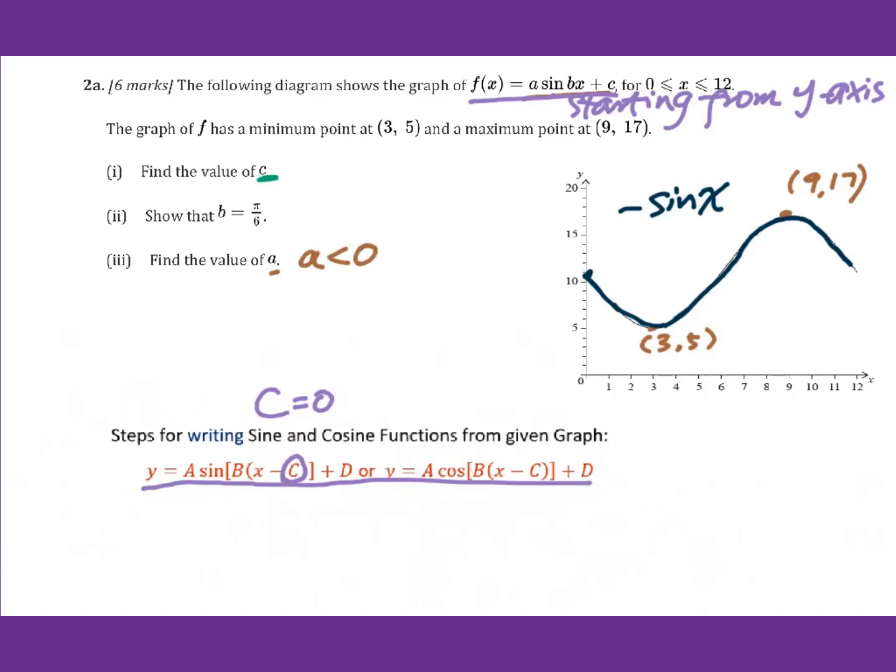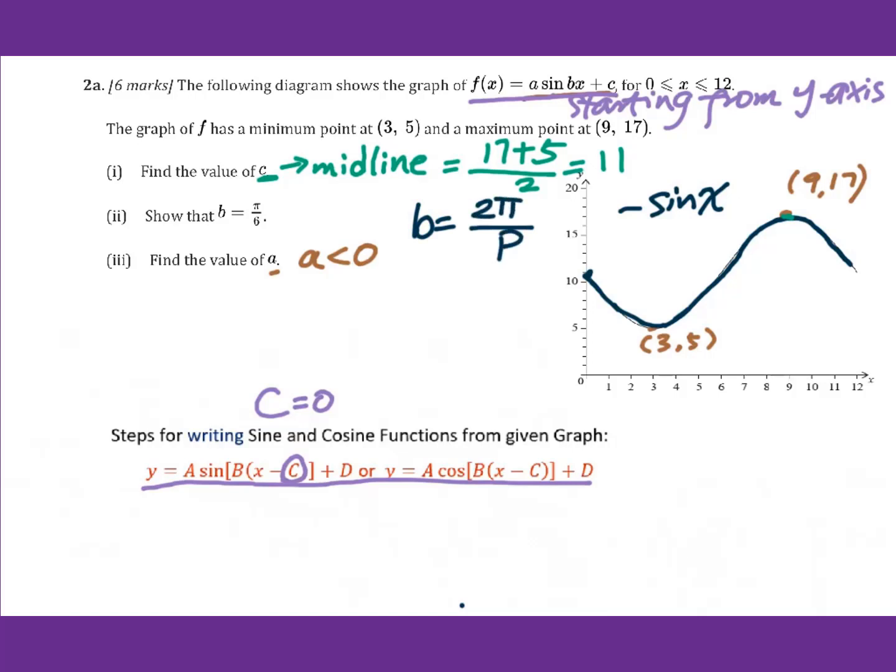What's this D? We call it the midline. That equals maximum, it's 17, plus minimum, that's 5, so adding together over 2 equals 11. Show that B equals pi over 6. This B equals 2 pi over P.